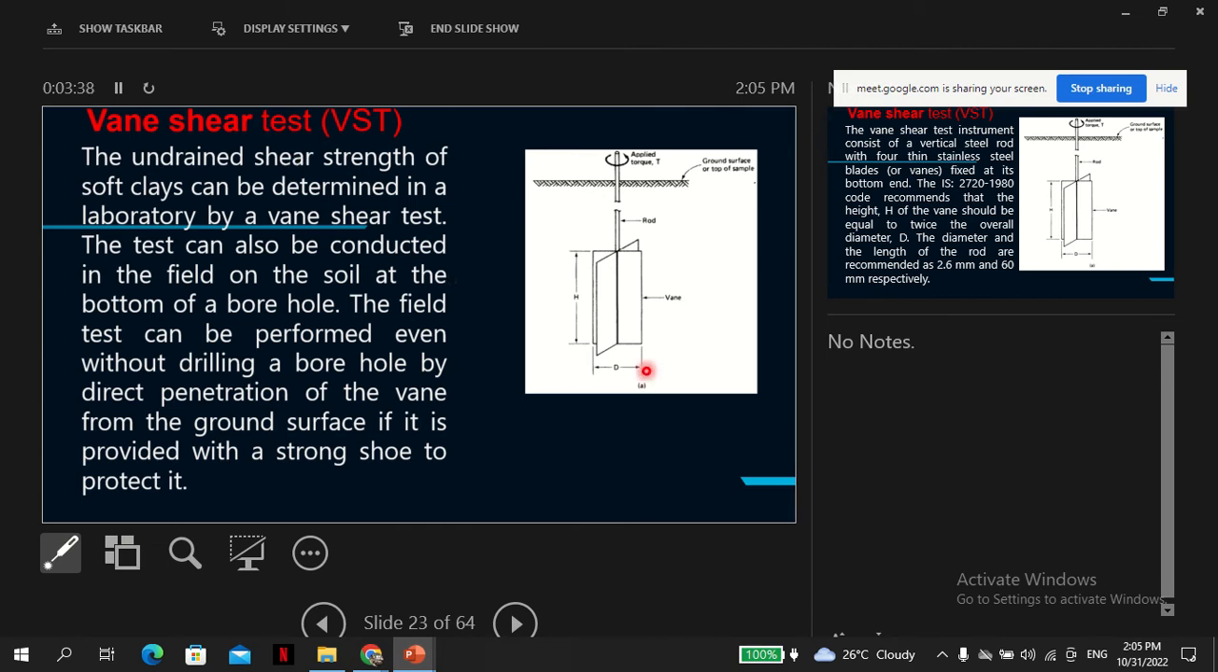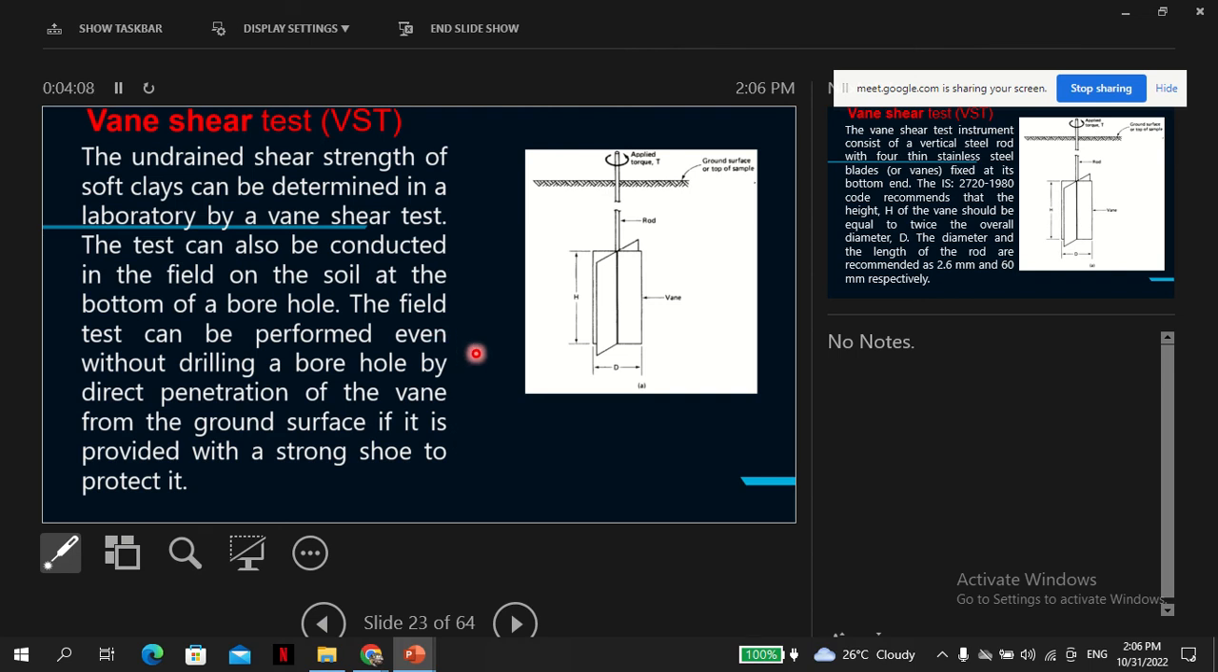So we move on to the Vane Shear Test. The undrained shear strength of soft clays can be determined in the laboratory by a Vane Shear Test. The test can also be conducted in the field at the bottom of the hole. The field test can be performed even without drilling a hole by direct penetration of the Vane shear from the ground if it is provided with a strong shoe to protect it.